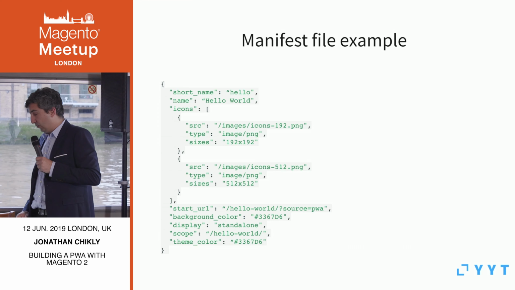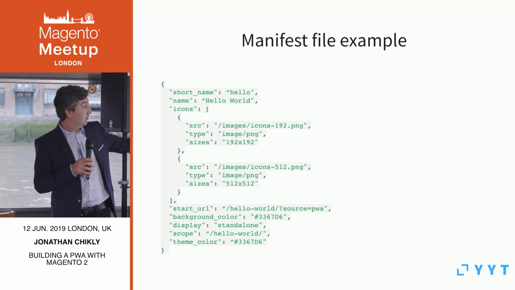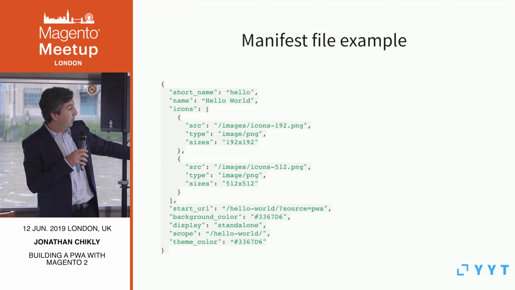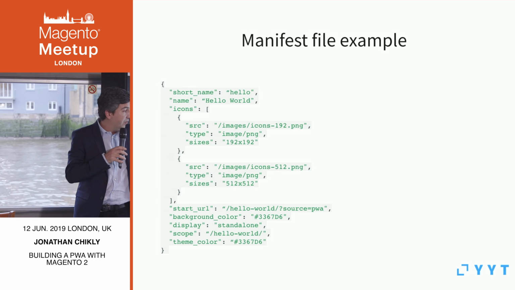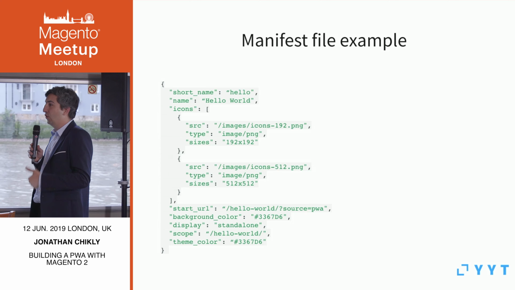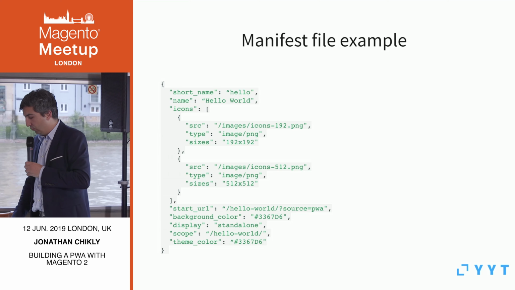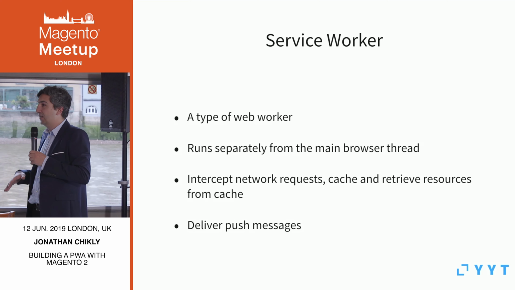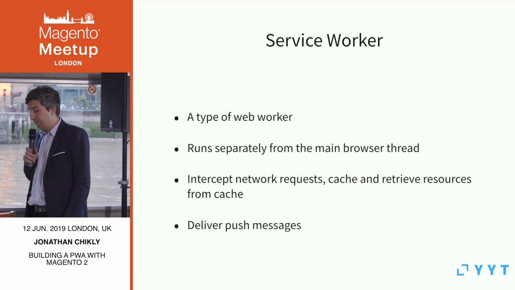So this is a quick example. This is all there is to a manifest JSON file. It's just a file that you provide to the browser, basically. The main element of this file is the start URL, which here is set to hello world, and this is a URL that should be used as a starting point for the application when installed on the user device. The next element is a service worker, and I think that's the most complex and also most interesting element of progressive web applications.